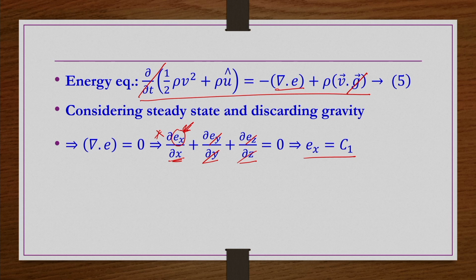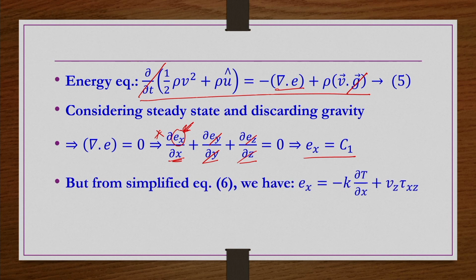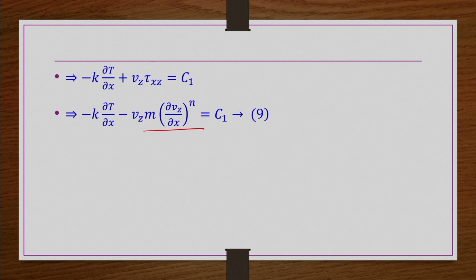And then what is this Ex? In the previous slide we derived it as minus k ∂T/∂x plus Vz τxz. So, this should be equal to C1. Now, this is the final simplified expression for the viscous dissipation due to the power law fluid. So this equation you can solve. Only thing is that here, in place of τxz, you have to substitute minus (∂Vz/∂x) to the power n, so that you can write this equation.